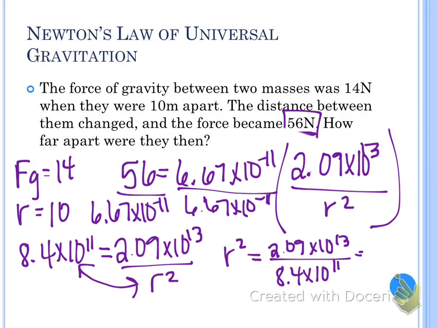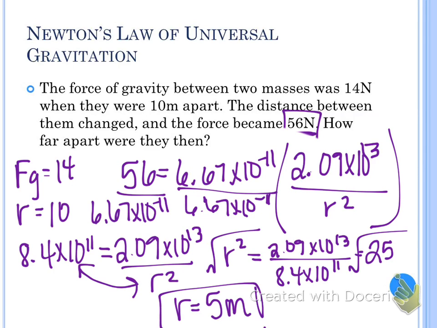So r squared equals 25. And we're going to take the square root of that to get our radius equal to 5 meters. So if we look at our radius compared to our first radius, what happened? It's half, okay? But what happened to our forces? Compare those two forces.